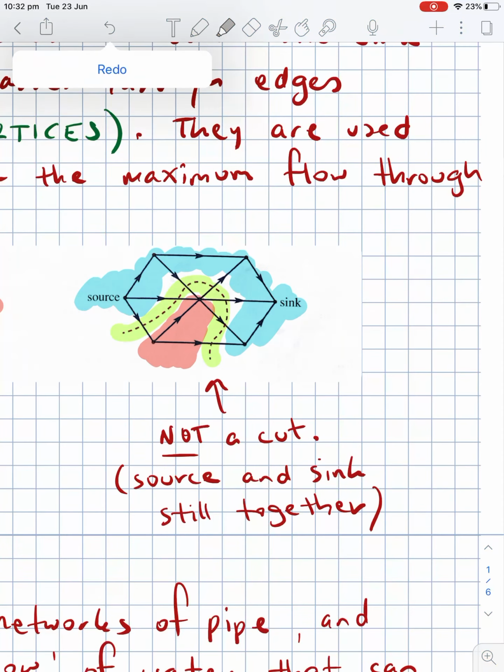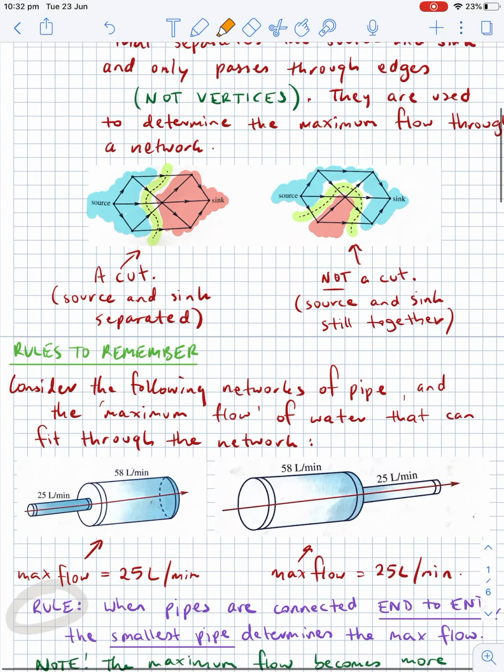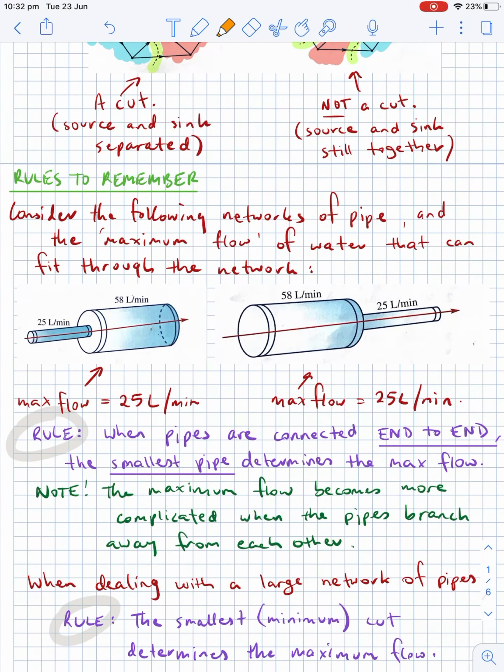Okay, so moving on. So some rules to remember here. Consider the following networks of pipes. So this is a typical network problem or a flow problem. And we want to consider the maximum flow of water that can fit through these networks of pipes that we see here. So what's the most water that we can fit through this pipe system?